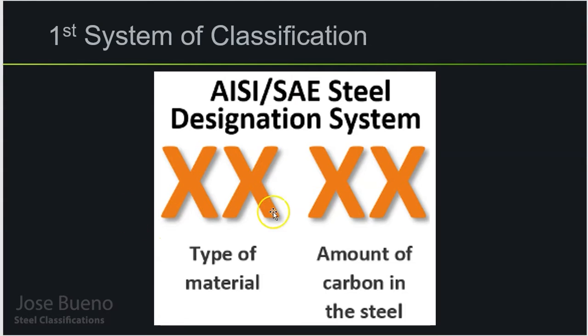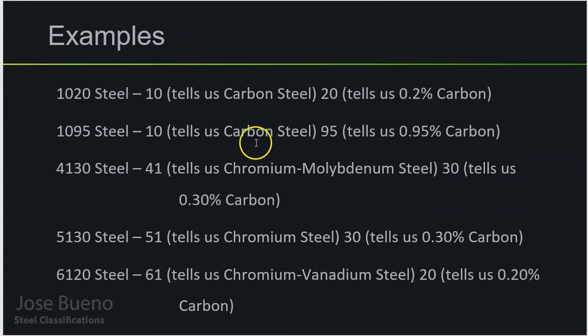But I do want to just recap that the first two numbers tell you generally what class the steel falls under. And then the last two numbers tell you how much carbon is in the steel. It runs off of a percentage by volume. So if you were to see an example, actually, next slide has some examples here.